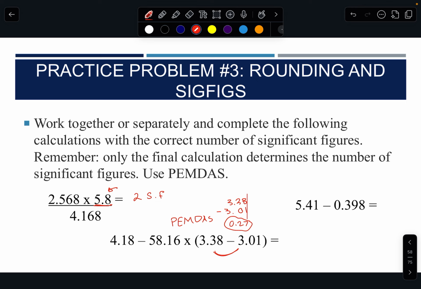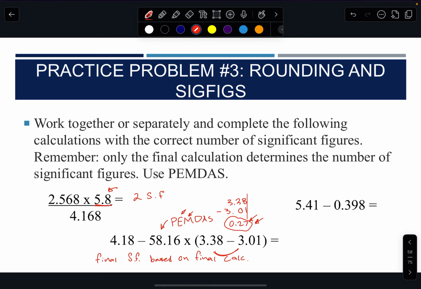So PEMDAS, we do the parentheses first. If there's any exponents, we do that. Then we do multiplication. And so we're not done with this calculation. So 0.27 is going to be a number that we have. But we're going to base our final, I'll write it down, final significant figures, final SF, based on final calculation. Okay, and so since we're not done with this calculation, even though the number of significant figures is 2 here, we have a number over here that has 58.61 that has 4 significant figures.